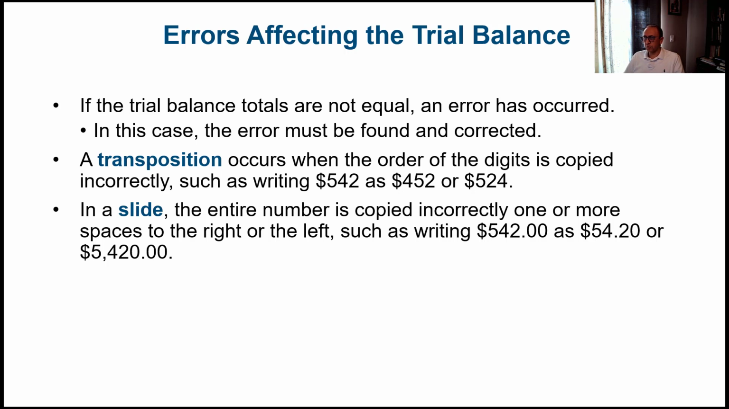One of those errors is called a transposition. A transposition occurs when the order of the digits is copied incorrectly. For example, 542 would be recorded as 452 or 524. So we flip digits. If we change or miswrite the digits, then this can create an error. This can be easily detected because if the difference is divisible by 9, then usually it's a transposition.